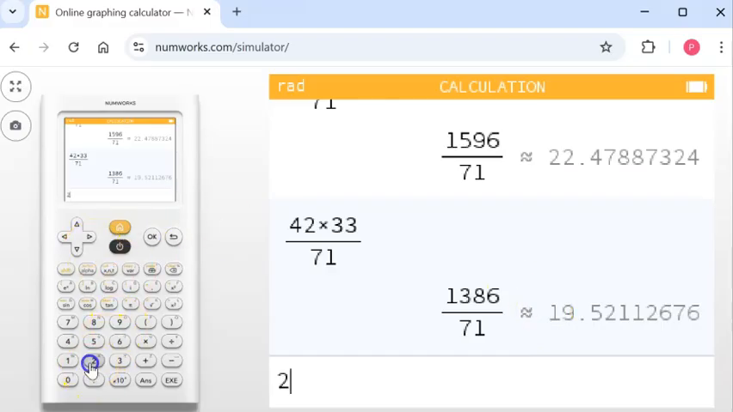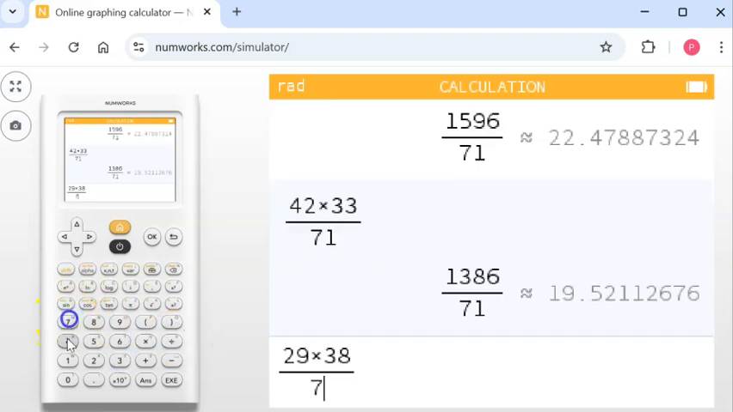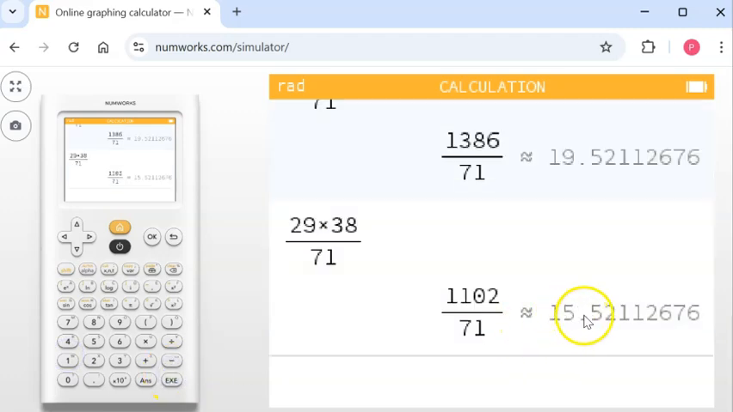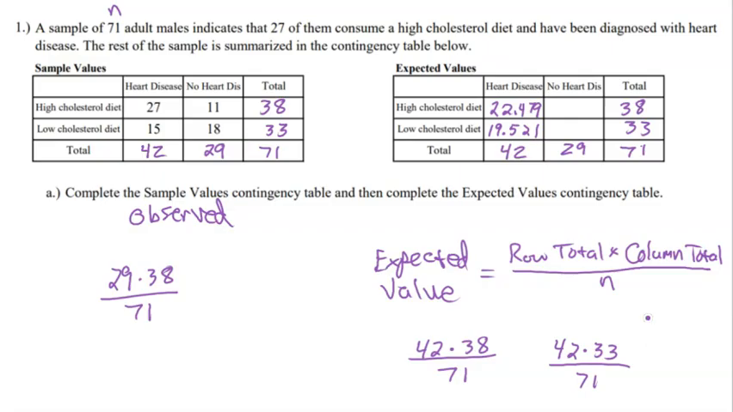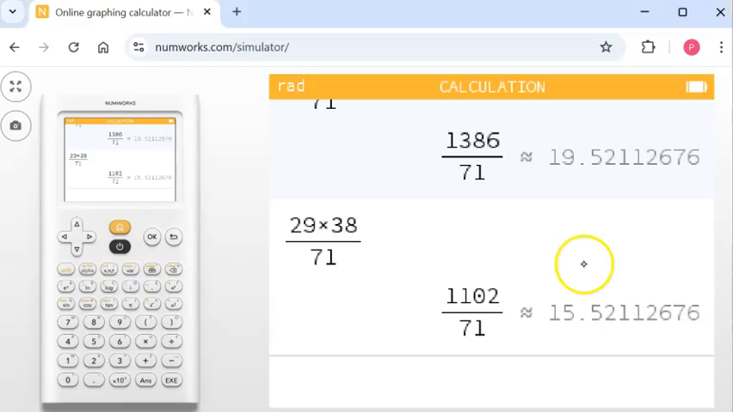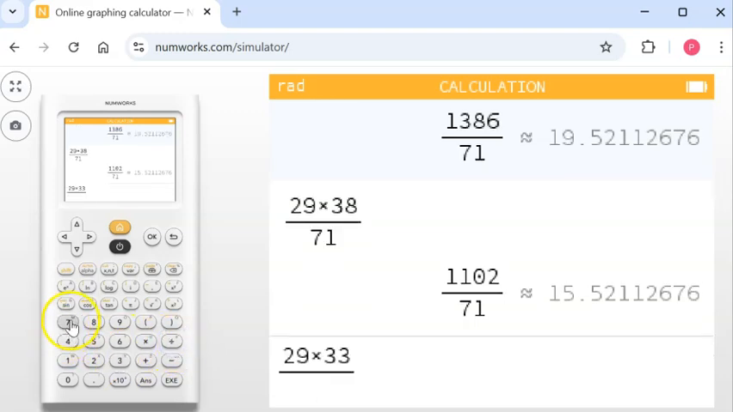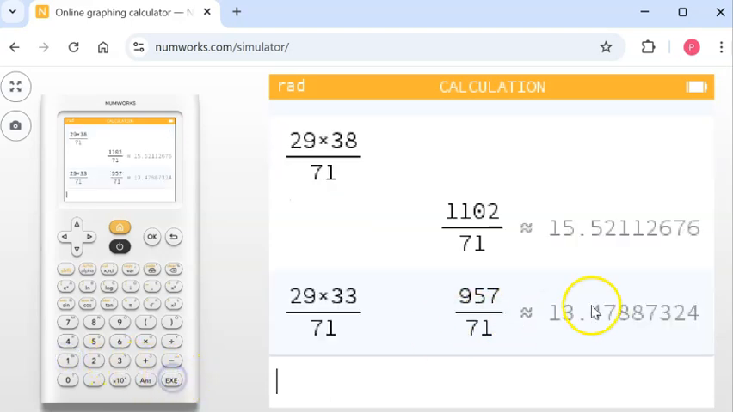So 29 times 38 divided by 71, and that gives us 15.521. And now to get this one right here, we're going to do 29 times 33. 29 times 33 divided by 71.